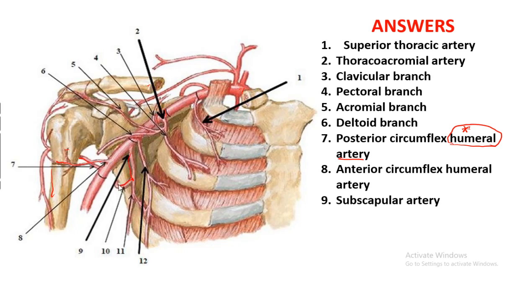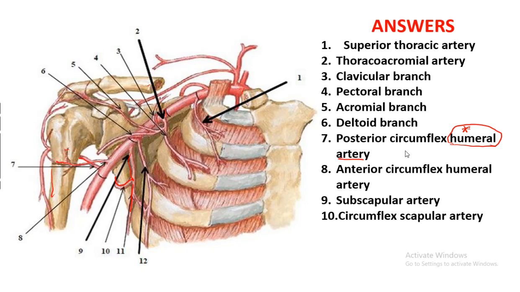Then later on, it will normally go around again. It will send a branch which is going towards the latissimus dorsi. So let's quickly look at number 10, which is a branch of the subscapular artery. So number 10 is just the circumflex scapular artery.